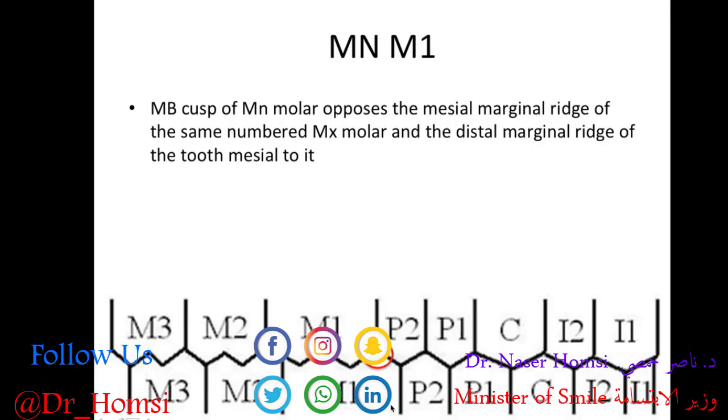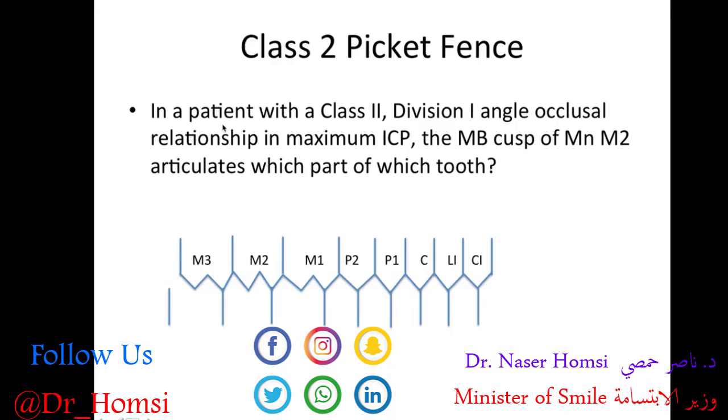So the mesial buccal cusp of the mandibular molar opposes the marginal ridge of the same numbered maxillary molar, so the first molar, and the distal marginal ridge of the tooth mesial to it. So this is language that the boards love to use. You'll see stuff like that on the boards all the time. They're not going to specifically say which tooth it is, so you have to be able to visualize in your head what's mesial to this, what's distal to that. Okay, so here's the class two picket fence.